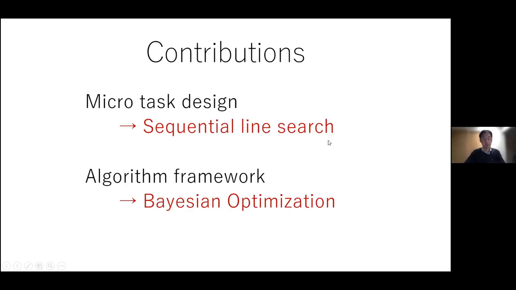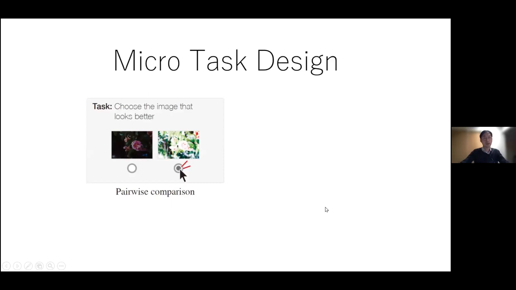Okay, in this particular paper, our contribution was a new micro task design and an algorithm framework. For the micro task, we proposed a new way of interaction called sequential line search. And for the algorithm framework, we proposed a Bayesian optimization method. So, the micro task. The typical approach to get micro task feedback from a crowd worker or single user is pairwise comparison. This is very classic and very popular.